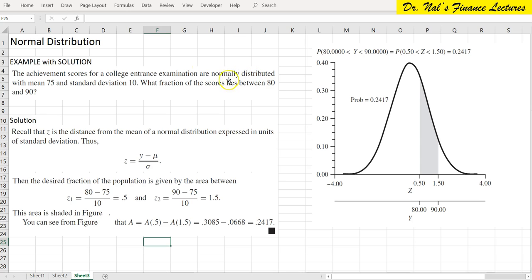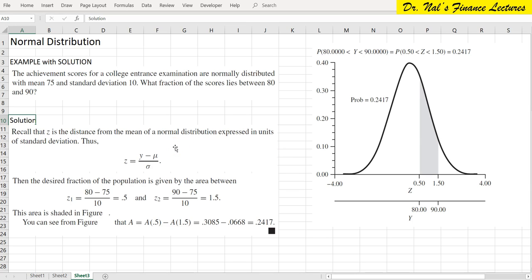It is normally distributed, so we know we have a normal distribution, but the normal distribution has two parameters that we need to enter into the formulas, the mean and the standard deviation. Once you know the mean and the standard deviation of the normal distribution, you can make any calculation you want. What fraction of the scores lies between 80 and 90? Well, you can see the picture here.